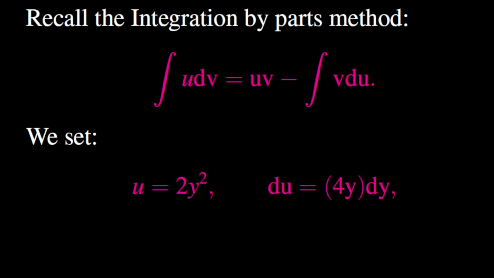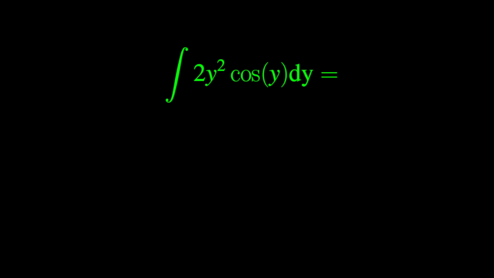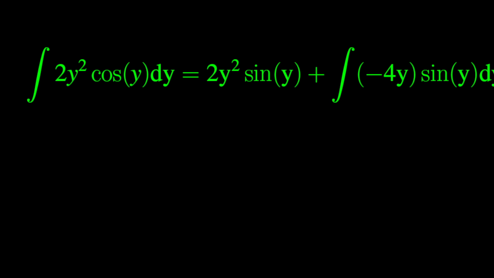Then, we set u equal to 2y squared, so du equals 4y dy. And, dv equals cosine of y dy, and v equals sine of y. In sum, the integral of 2y squared times cosine of y dy is equal to 2y squared times sine of y, plus the integral of minus 4y times sine of y dy. Consequently, we still have to integrate minus 4y times sine of y, using integration by parts.